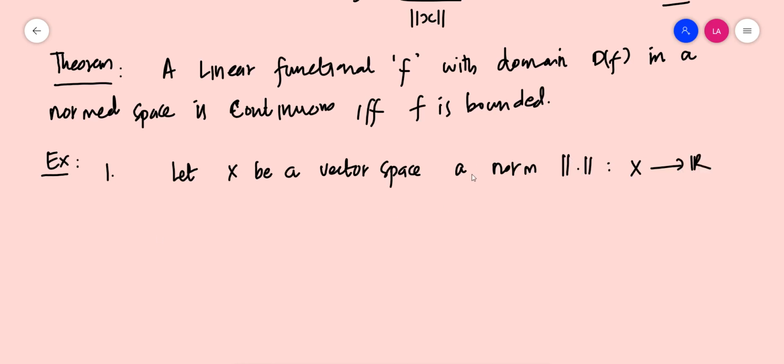Now this is clearly a functional. It's a functional because a functional is an operator from a vector space onto the set of all real numbers or complex numbers. This is a functional. Now to check whether or not this is a linear functional, this is not a linear functional.